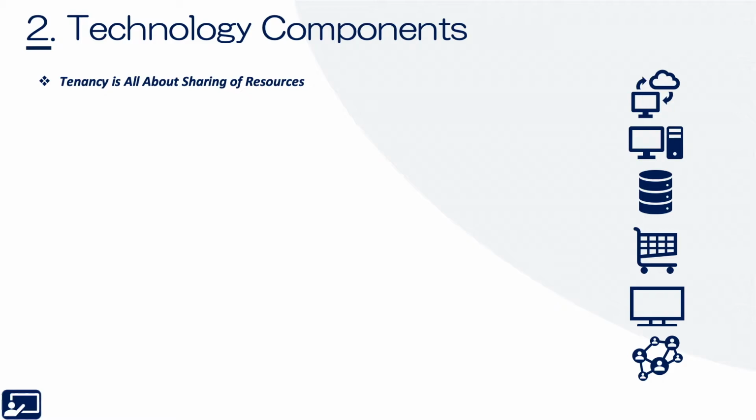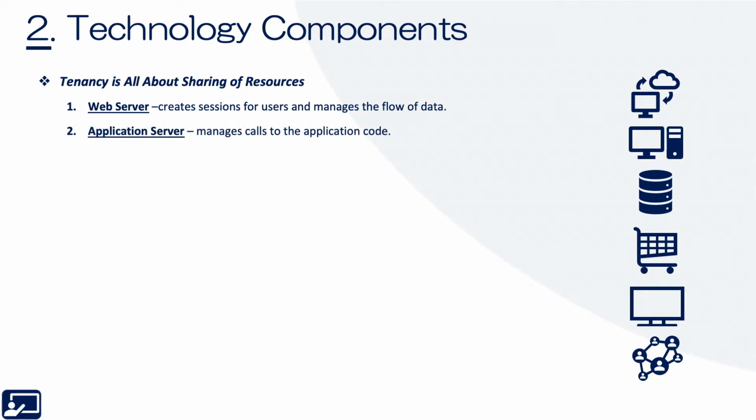Topic number 2, technology components. So let's walk through the listing of components. Tenancy is all about the sharing of resources. So those resources are: a web server, which creates sessions for users and manages the flow of data; an application server, which manages calls to the application code; and a database server, which manages calls to the data.